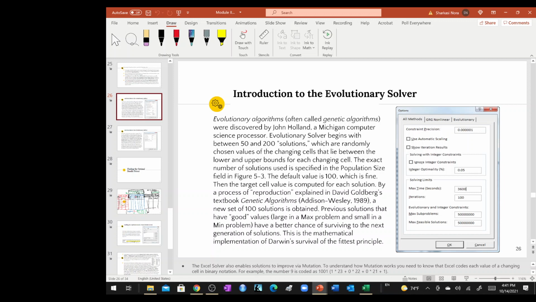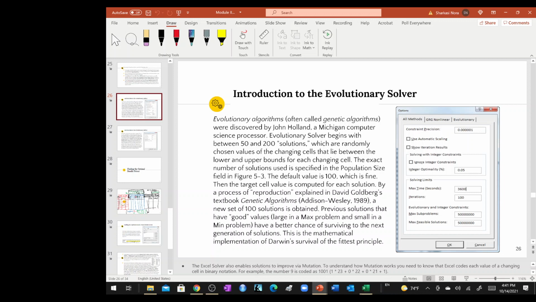All right. The exact number of solutions used is specified in the population size, of course, because we just talked about 0 and 30. The default value, as you can see, is 100. This is for the iteration, which is fine. The target cell value is computed for each solution by a process of reproduction explained in a textbook called Genetic Algorithms. A new set of 100 solutions is obtained.